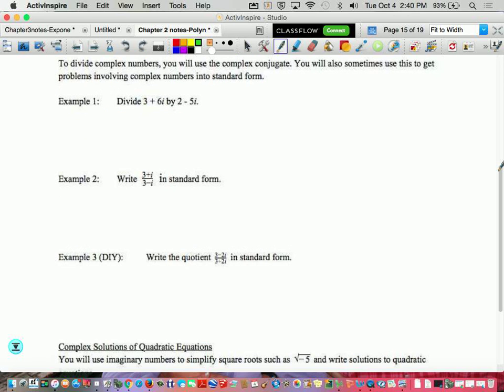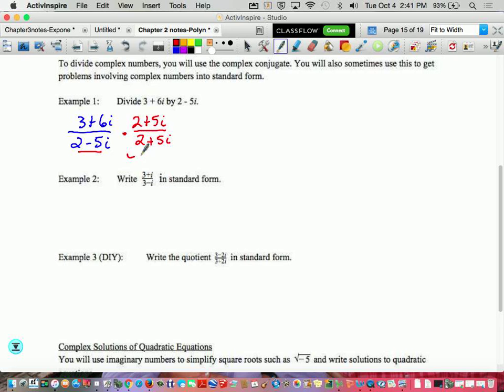All right, dividing is a little bit different. It's something totally different. So we're going to do 3 plus 6i divided by 2 minus 5i. The key here is we're going to multiply by the bottom conjugate. So I'm going to multiply by 2 plus 5i. However, you can't multiply the bottom of a fraction only. You need to multiply the top. So you're going to multiply by 2 plus 5i also.